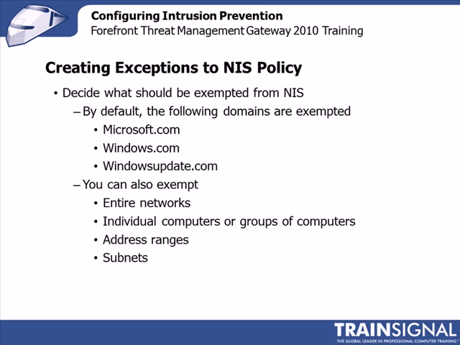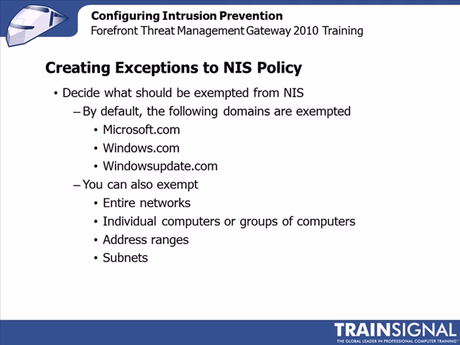There are always exceptions to policy, and the network inspection system is no exception. You can decide what you would like to exempt from NIS, but there are some things that are exempted by default. Specifically, as your users browse to resources located at Microsoft.com, Windows.com, and WindowsUpdate.com, their traffic will not be put through network inspection. That is because those domains are exempted from being inspected.